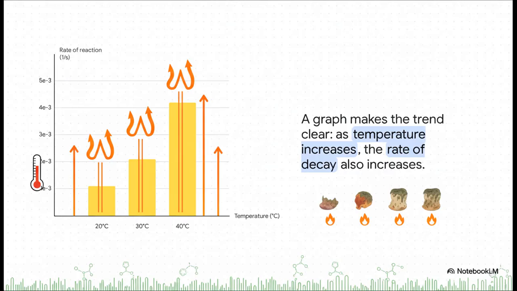This is why we draw graphs. That table is okay, but when you plot the rate against the temperature in a chart like this, the pattern just jumps out at you. It's so obvious that as the temperature goes up, the rate of reaction goes up too. Being able to turn data into a graph is a huge skill for your exam.